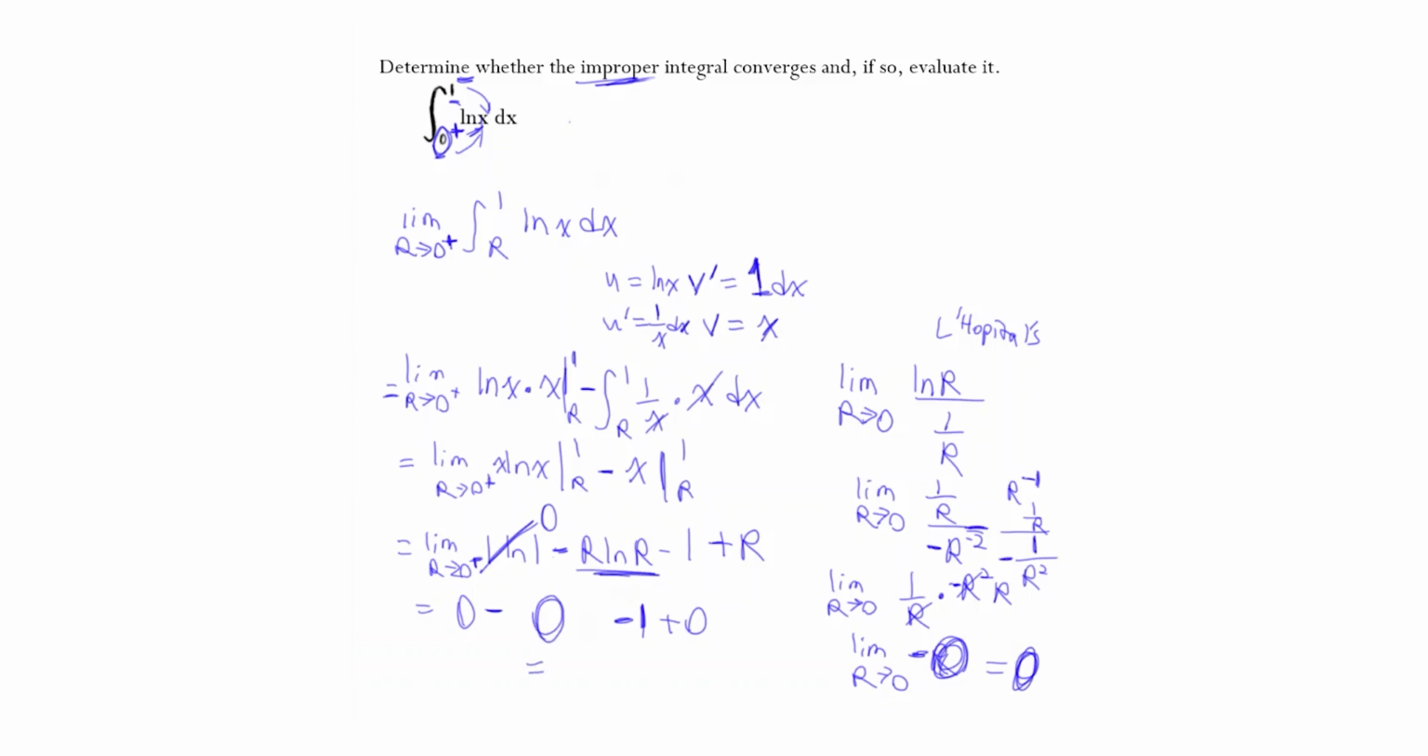So for our final answer, 0, negative 1 plus 0, well, the only value that will remain is negative 1. And that is the final answer. So that means this improper integral converges to negative 1.